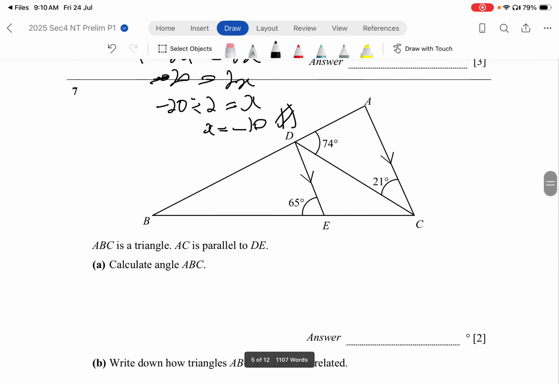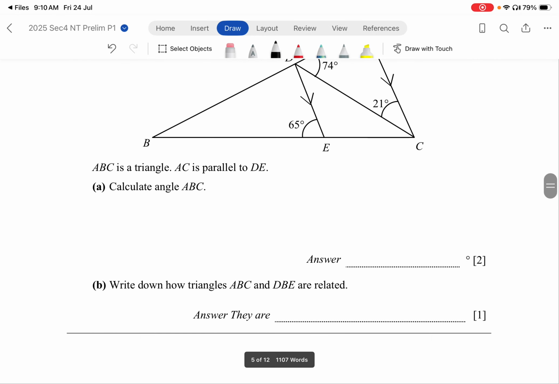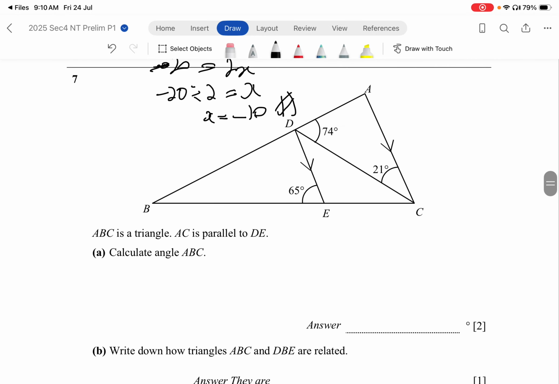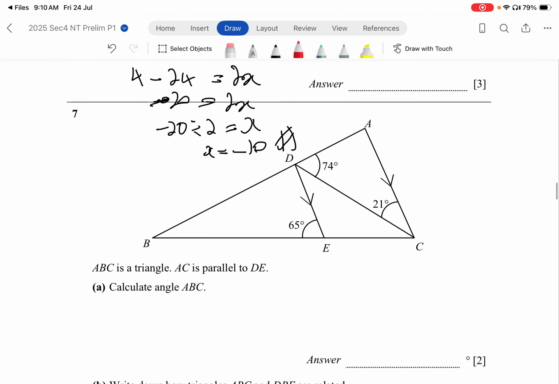The next one. For this, find the angle ABC and see how the triangles are related. So to solve this question, first thing, what is this angle here? Because this is a triangle. You see this part, this is a triangle here. This angle here is 180 minus 74 minus 21. Equal to, calculator, 85 degrees.